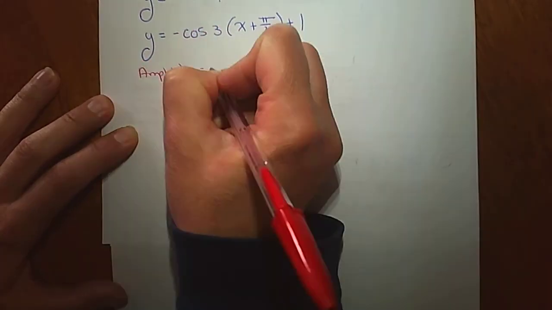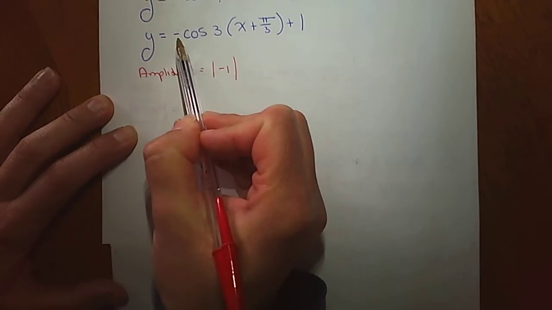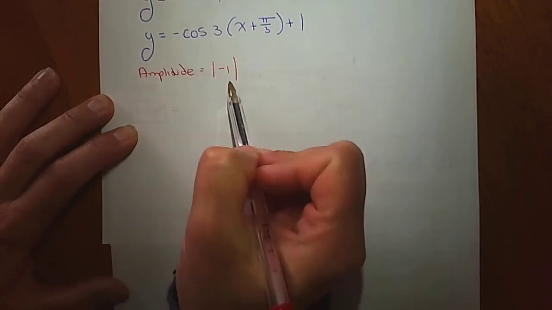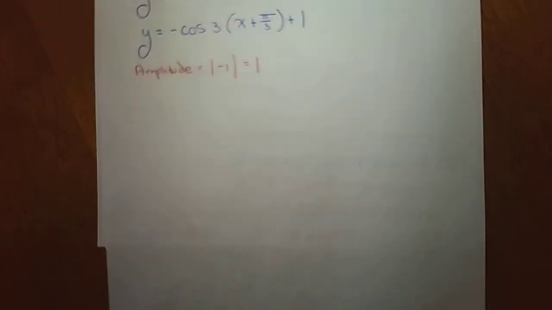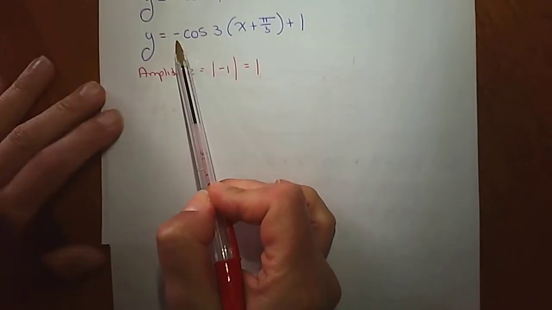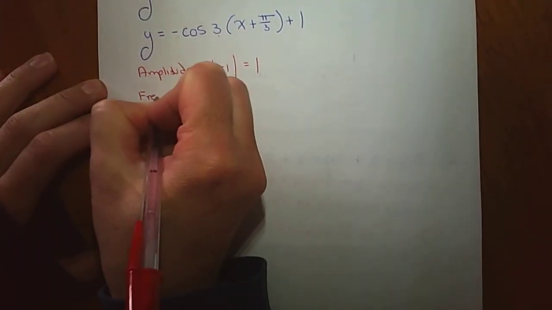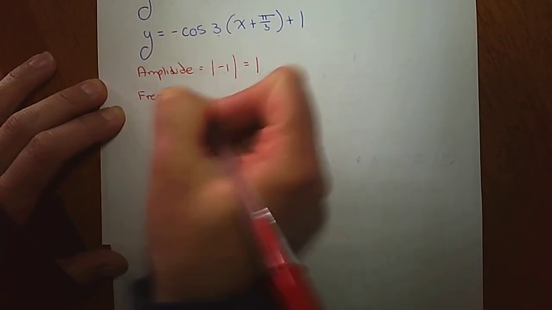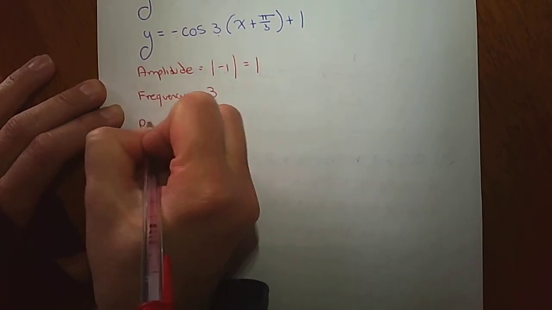The amplitude is always the absolute value of the number out in front. So the absolute value of -1 is 1. So the amplitude, which is going to tell us how far up and how far down we go from the midline, is always the absolute value of this, which is 1. Right? So that's the amplitude. The frequency is the 3. And the frequency then gives us the period.